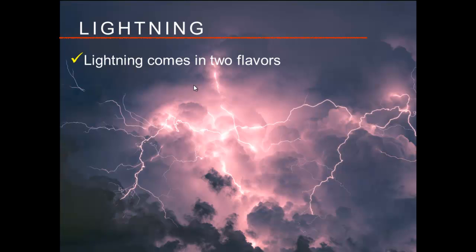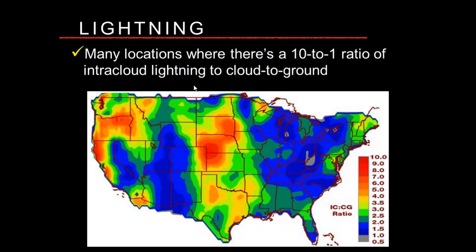So lightning comes in two basic flavors: cloud to ground and intra-cloud lightning, or you may hear that as cloud to cloud lightning. Now, it's important to understand the difference here because many locations around the U.S. have a 10-to-1 ratio of intra-cloud lightning to cloud-to-ground lightning. So, for instance, if you are in the northern, central and southern plains, especially the central plains, in many cases there's going to be 10 intra-cloud strikes to 1 cloud-to-ground strike.